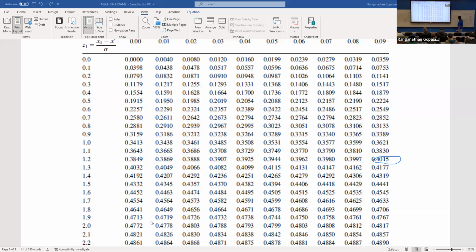Suppose I want to know the probability that x is greater than 1.5. How will I define that probability? X can take anything from 1.5 to infinity.